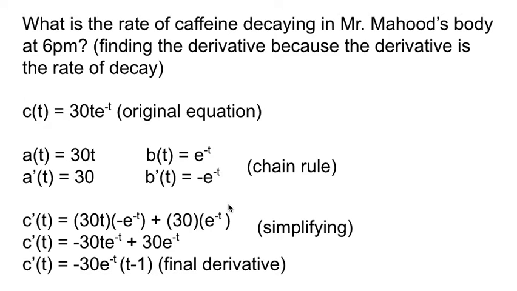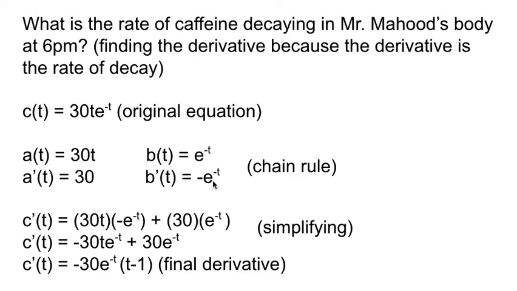So I need to find the derivative, because the derivative is the rate of decay. It's the rate of change, and decay is change. I have the original equation, and I need to find the derivative to find the rate of decay. So I just use the product rule. The first part is 30t, the second part is e^(-t). The derivative of 30t is just 30. The derivative of e to the negative t is negative e to the negative t.